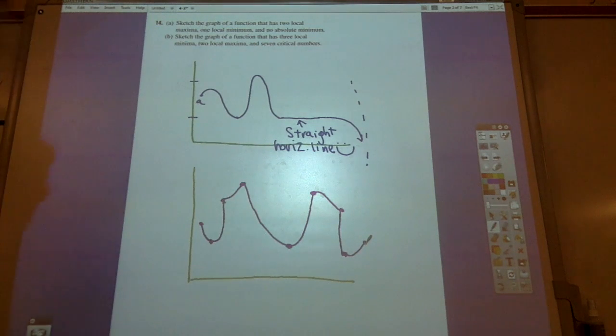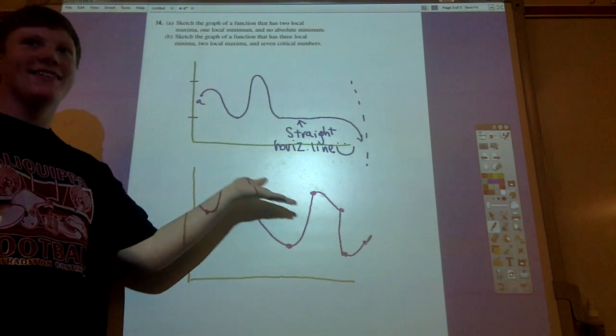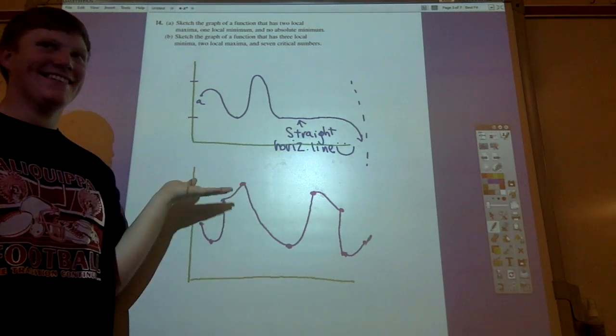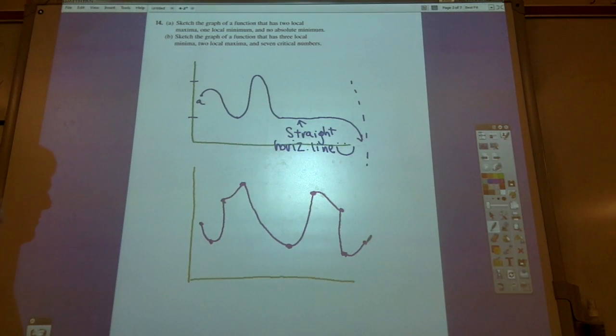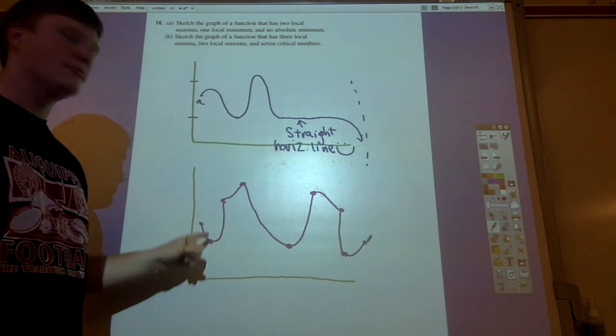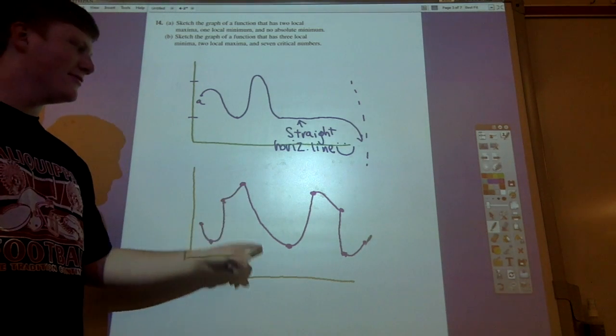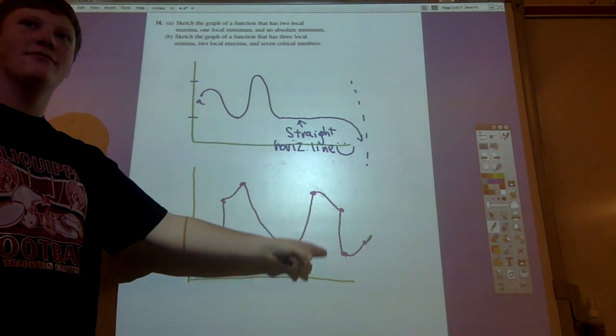Okay, now do you have 3 local minimum now? I sure do think so. You do. Right. 2 local maxima. Point them out. Right. Okay, yes, those 2. And then 7 critical numbers. Point to the 7 critical numbers, please. 1, 2, 3, 4, 5, 6, 7.